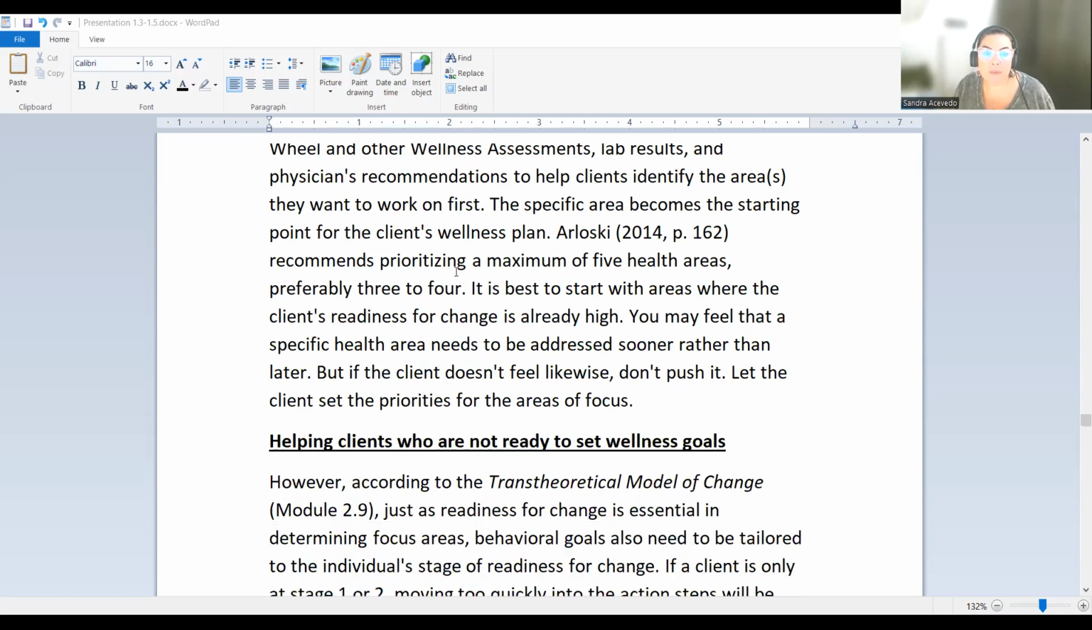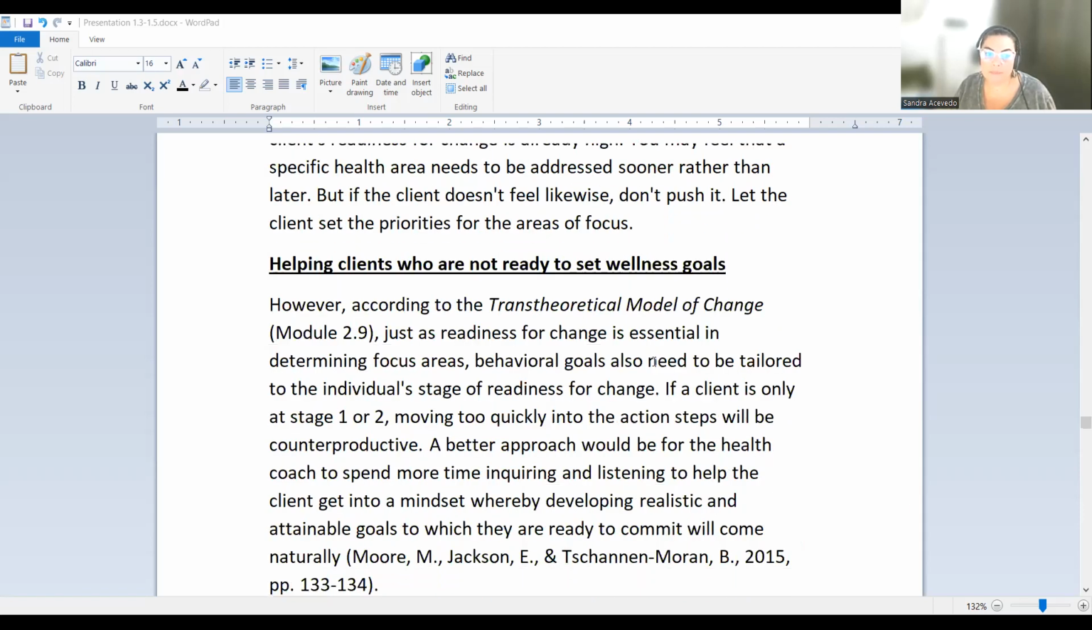Recommends prioritizing a maximum of 5 health areas, preferably 3 to 4. It is best to start with areas where the client's readiness for change is already high. You may feel that a specific health area needs to be addressed sooner rather than later, but if the client doesn't feel likewise, don't push it. Let the client set the priorities for the areas of focus.